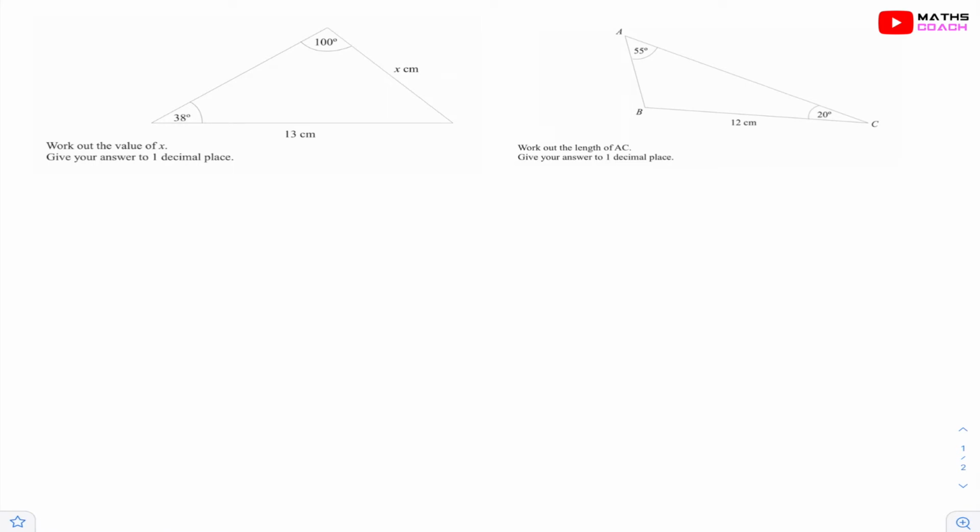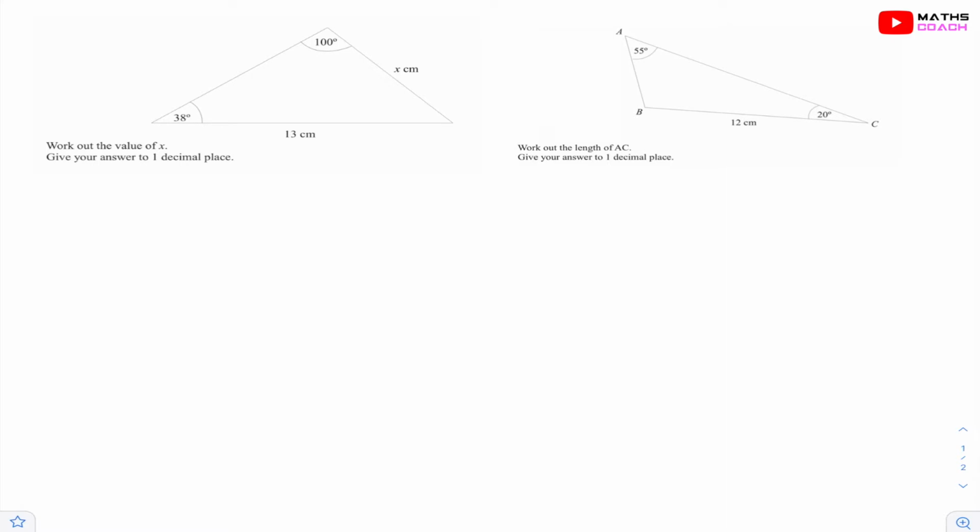So the first thing that you must know is that the sine rule and the cosine rule, when you get to it, are applied on non-right angle triangles. So if you've been given a triangle that doesn't have a right angle, you are going to be considering using the sine rule or the cosine rule. In this lesson, obviously, we are going through the sine rule.